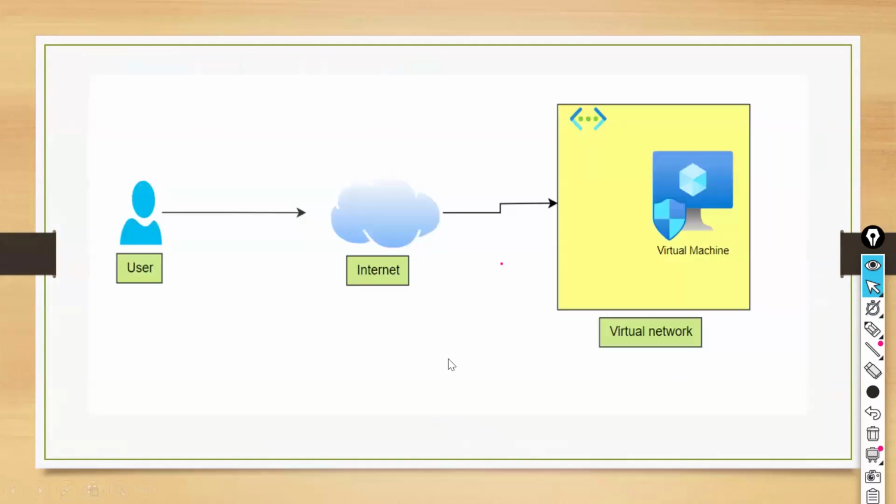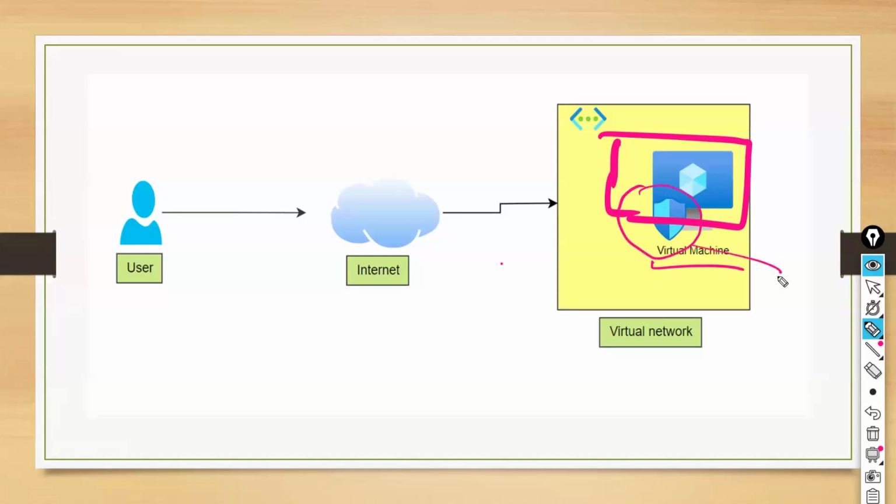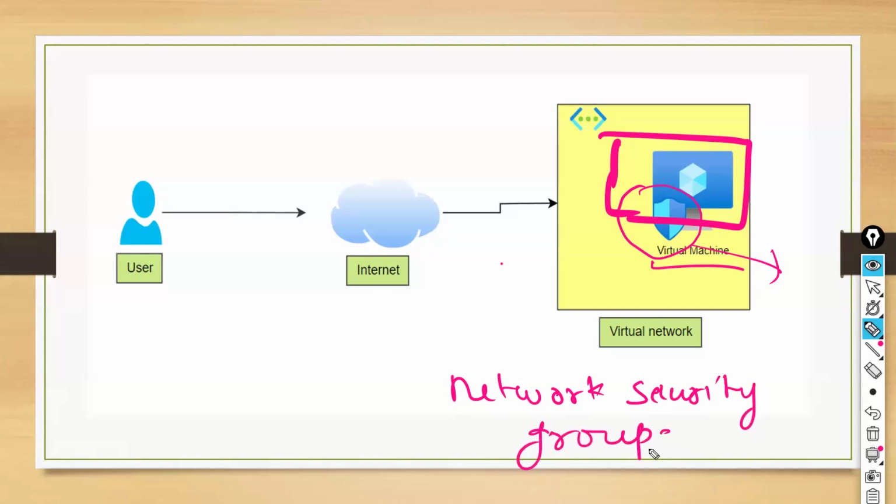On that Azure cloud infrastructure, I'm first going to deploy a virtual machine. So this is my virtual machine. I'm deploying a virtual machine, and then I'm going to configure a network security group. What is this network security group? It's a minimum layer of security you can provide to your Azure infrastructure.